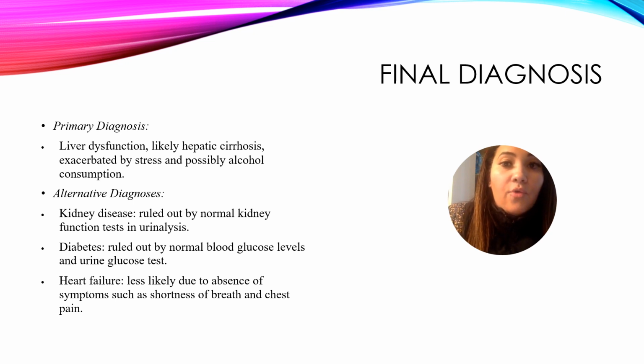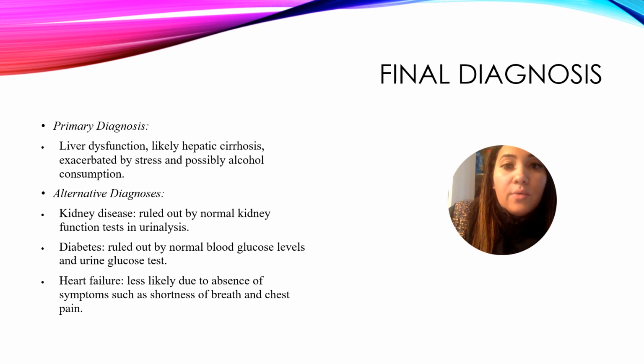Hepatic cirrhosis is a chronic liver disease characterized by the gradual replacement of healthy liver tissue with scar tissue, leading to impaired liver function over time. The test results, including abnormal liver enzyme levels, imaging findings consistent with liver damage, and clinical symptoms such as jaundice and abnormal swelling, align closely with the typical manifestations of cirrhosis.